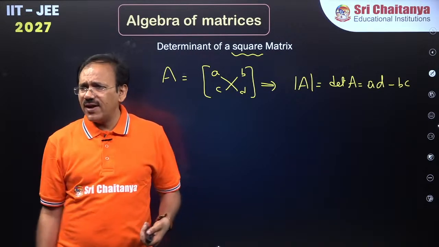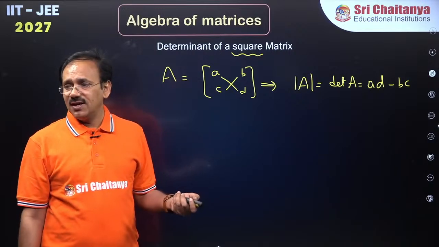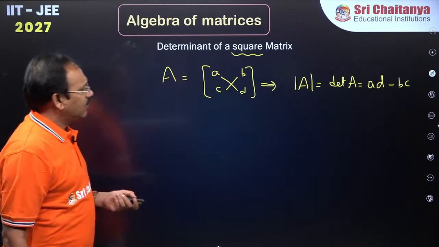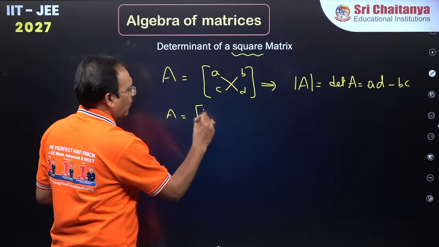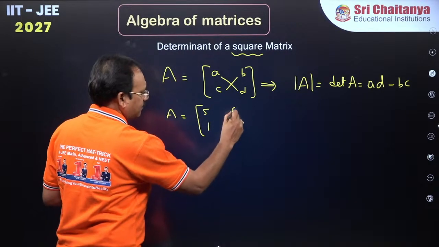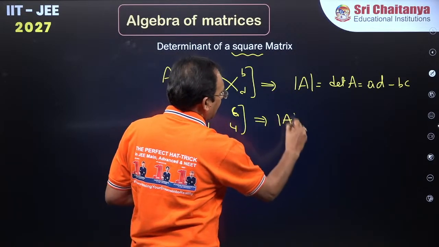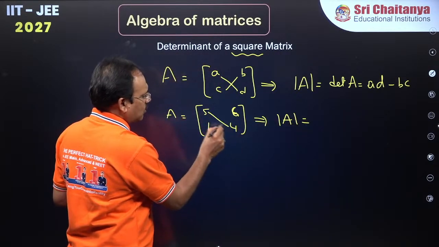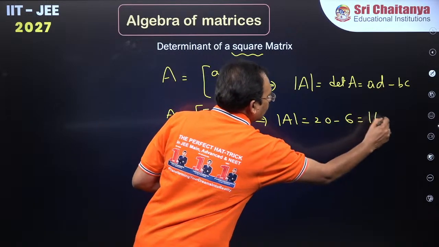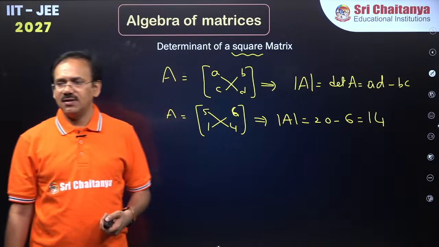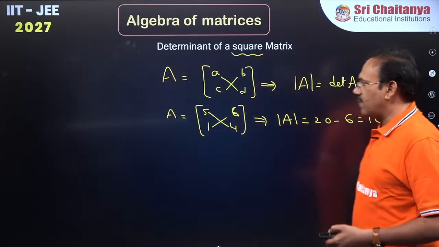This is how we define it. Now, for example, A is a 2 by 2 matrix like 5, 6, 1, 4. So what is its determinant? Det A is nothing but 5 fours are 20 minus 6, so 14 is its determinant. Okay, right everyone? So this is the determinant of a 2 by 2 matrix.